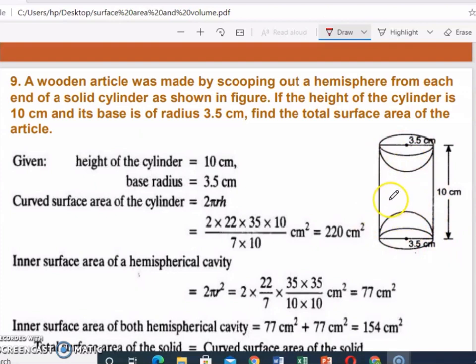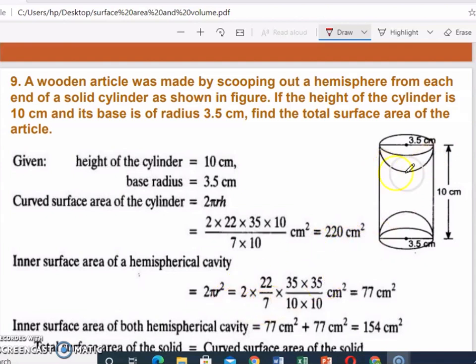So for the article, the total surface area will be the curved surface area of the cylinder plus the curved surface area of this hemisphere plus the curved surface area of this hemisphere. Since both are the same, you can do twice of this and add everything. So 2 pi RH, that is the lateral surface area of the cylinder. You can put the values. Height is given as 10 and this is 3.5. 3.5 can also be written as 35 by 10 to make your calculations simpler. So CSA of the cylinder is 220 centimeter square.